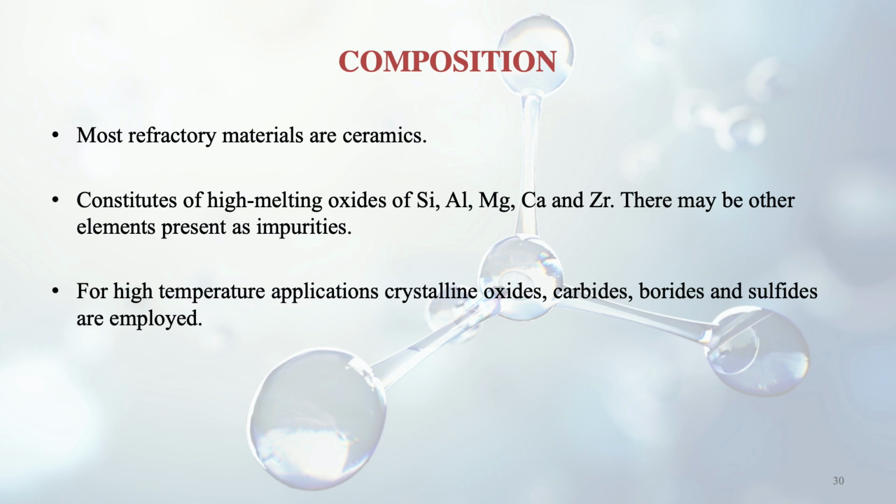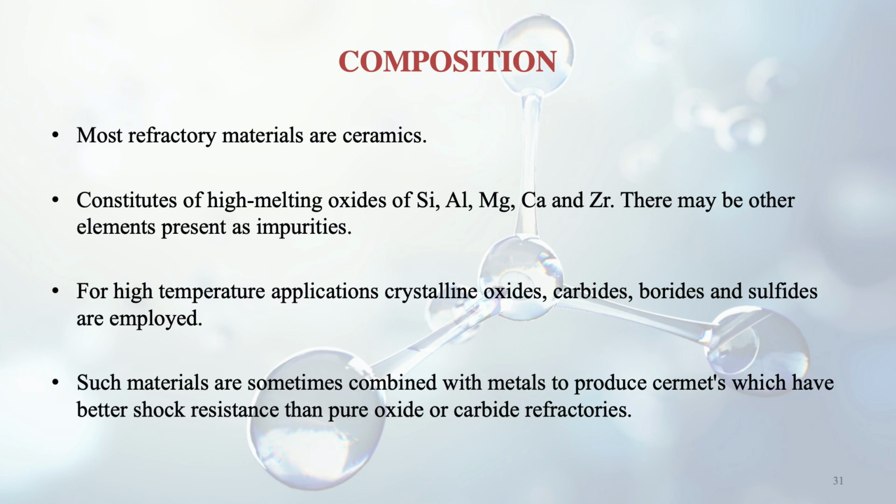For high temperature applications, crystalline oxides, carbides, borides and sulfides are employed. Such materials are sometimes combined with metals to produce a substance known as cermets, which have better shock resistance than pure oxide or carbide refractories. So a combination of these may be better than the pure oxide, especially in case of shock resistance.